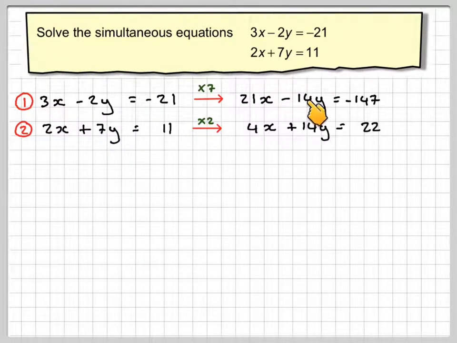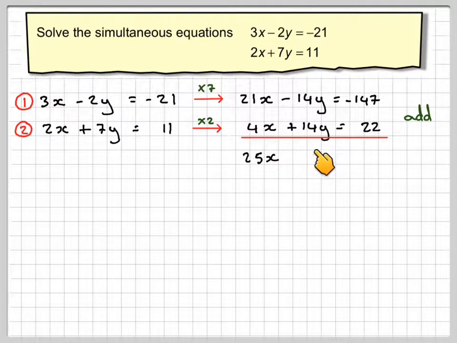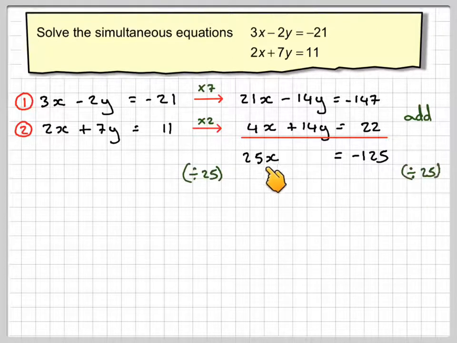Right, now we've got the numbers the same. One's negative and one's positive, so you need to add them together. So 21x plus 4x gives me 25x. Minus 14y plus 14y gives me nothing. Minus 147 plus 22 is going to give me minus 125. In order to find x, we're going to have to divide both sides by 25, and we're going to get that x is equal to minus 5.